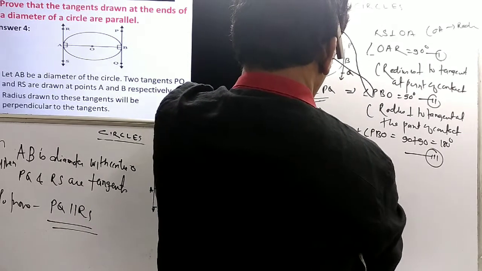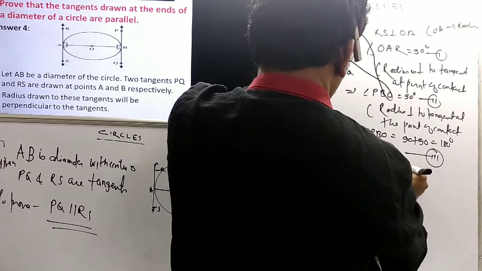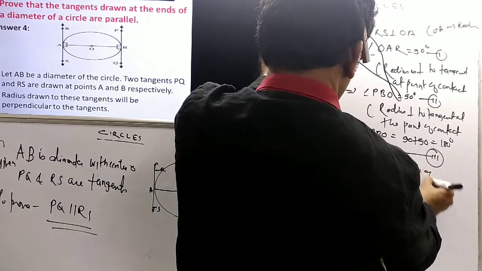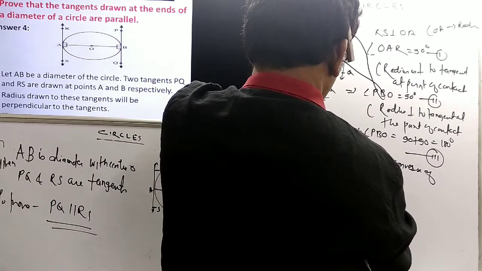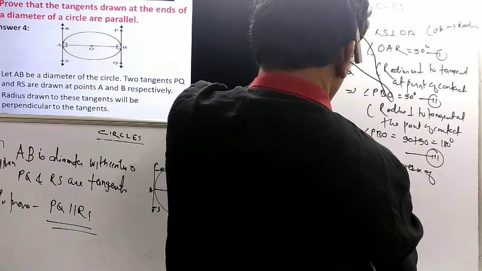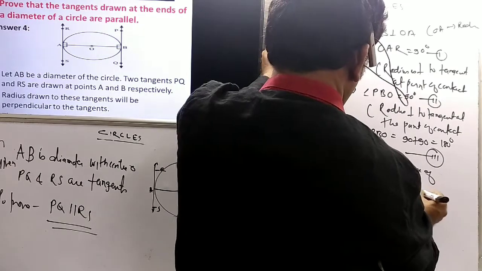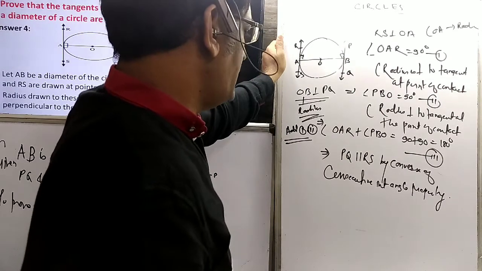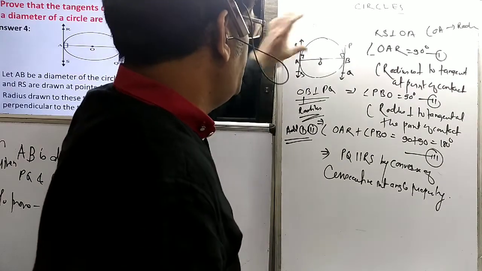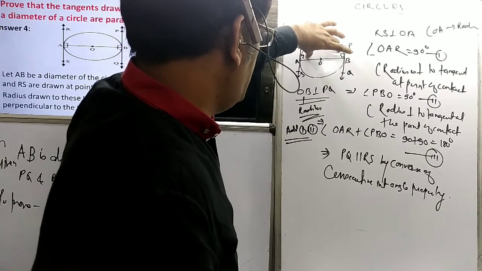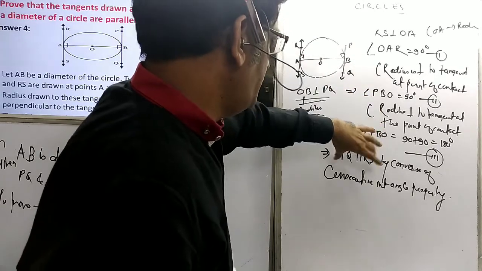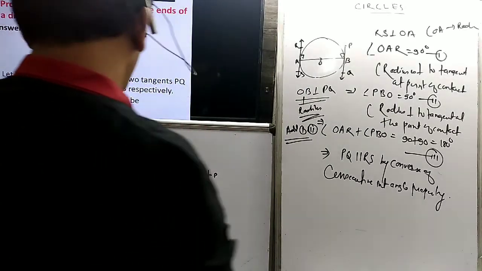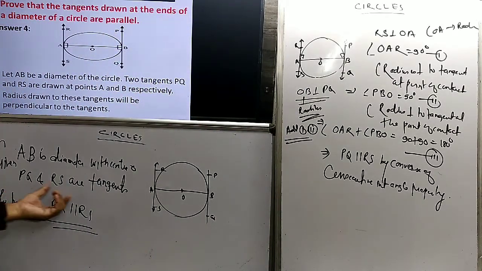PQ is parallel to RS by the converse of the consecutive interior angle property. What is the converse of the consecutive interior angle property? You know that if two lines are parallel, then consecutive interior angles across the parallel lines are supplementary. Here the angles are supplementary, which means PQ is parallel to RS. So this proves that tangent PQ and tangent RS are parallel to each other.